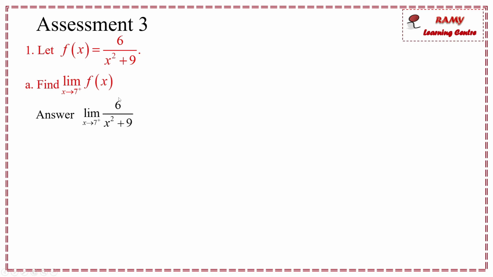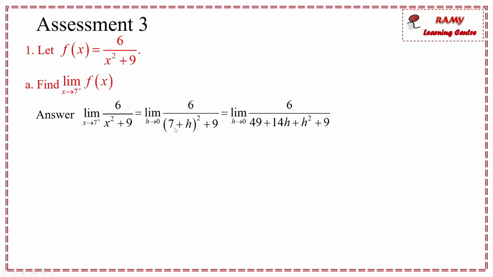So this can be rewritten as limit h tending to 0 of 6 by, in the place of x you should write 7 plus h the whole square plus 9. Simplify this using the formula a plus b the whole square. So you get limit h tending to 0 of 6 by 49 plus 14h plus h squared plus 9. This is equal to limit h tending to 0 of 6 by 49 plus 9 is 58 plus 14h plus h square. Now this is the lowest form, therefore substitute h is equal to 0 and you get the value 6 by 58.